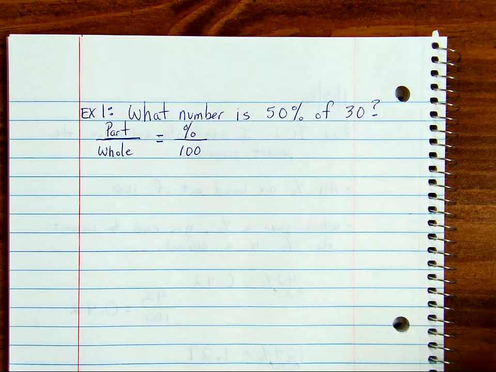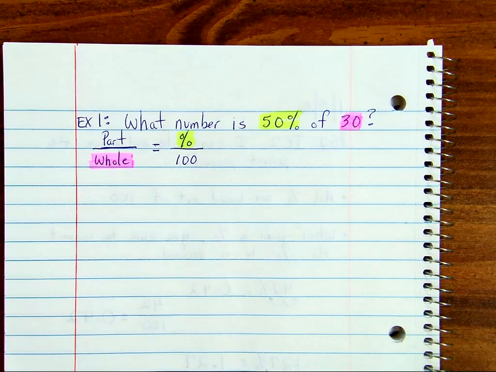And now you can cross multiply. 100 times x is 100x. 30 times 50 is 1,500. And now you can divide by the coefficient. And we get x equals 15.